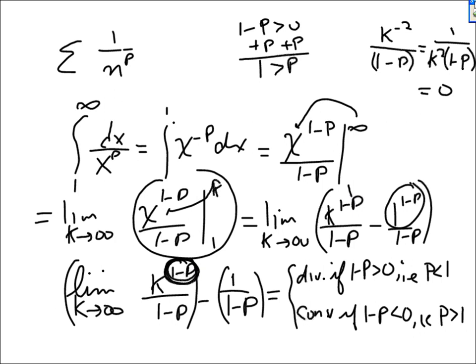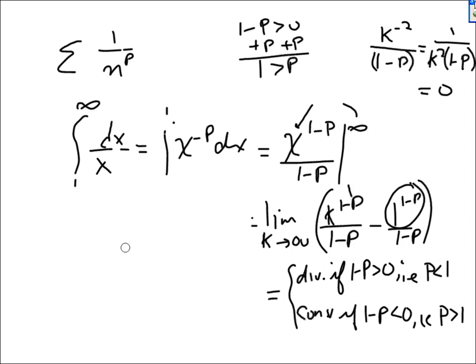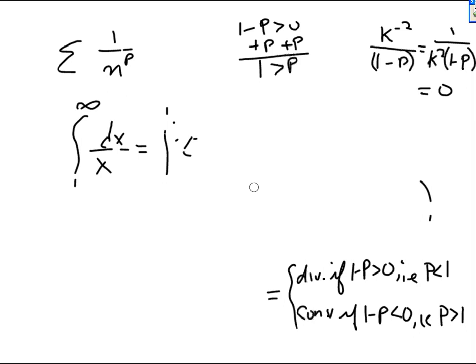Well, what happens if p is 1? We did 90% of this. We just need to finish up this one little problem area. What happens when p is exactly the number 1? And I decided to just give you the answer.